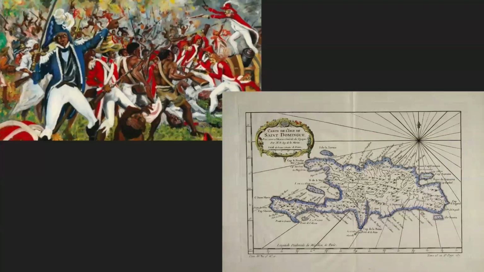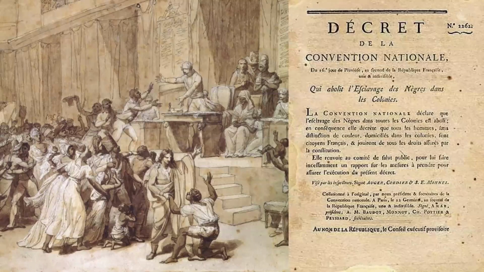Great Britain and Spain would send troops to the Caribbean to aid in the war. Great Britain aligned with the white Frenchmen, while the Spaniards wanted to take the entire island, so they helped the rebels in 1793. This would force France to make an emergency decision to emancipate the slaves.